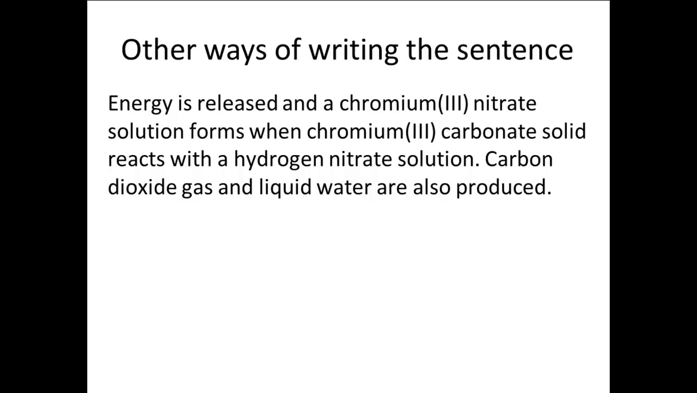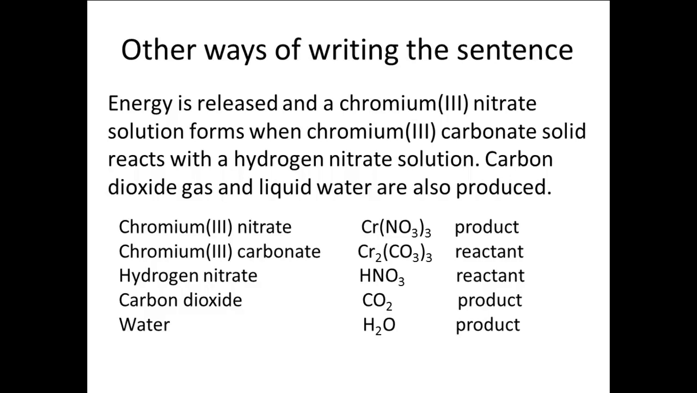Note that the same substances are still present, but they are in a different order in this statement. The first two things mentioned in this statement are energy and chromium-3 nitrate. Carefully reading the statement shows clearly that the chromium-3 nitrate is a product and that the energy is given off. It is also clear that the chromium-3 carbonate and hydrogen nitrate are the reactants. So a careful reading of the statement gives us exactly the same list of reactants and products. This list is in the order of the substances in the statement.